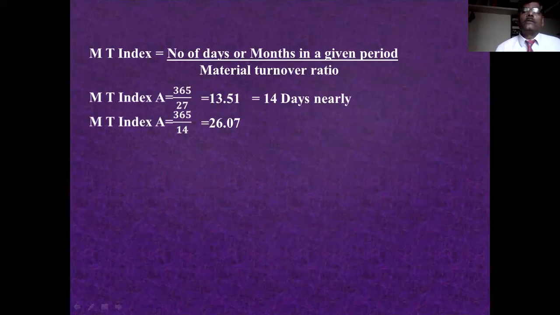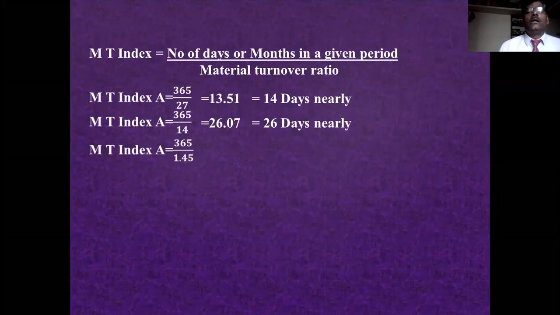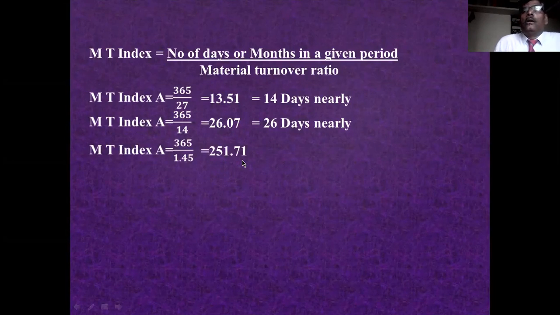26.07 means 26 days. For every 26 days, you have to refill material B. And material C, 365 divided by 1.45 is equal to 251 days. Once you fill material C, there is no need of looking at that material till 251 days. So you are free. So 252 days nearly required. For every 252 days, you have to refill material C.